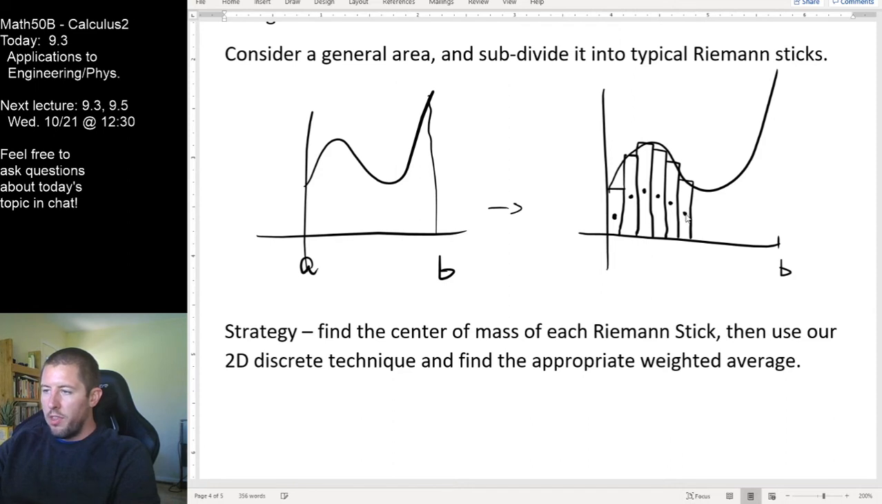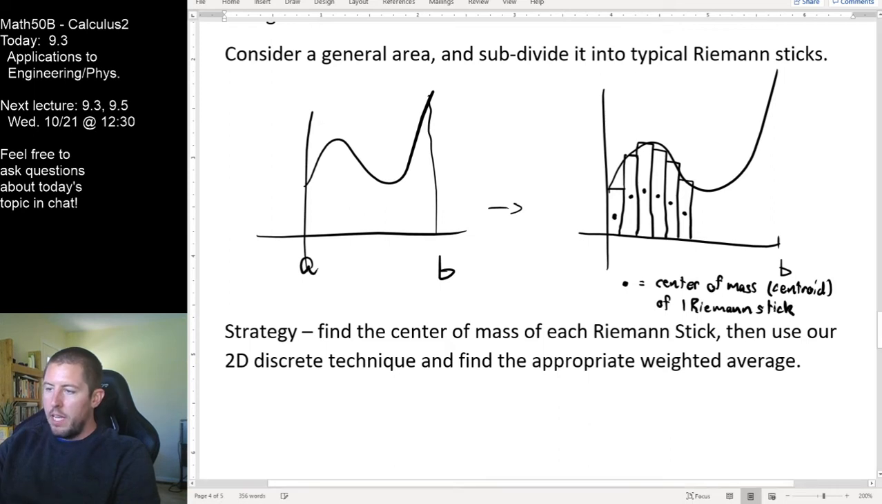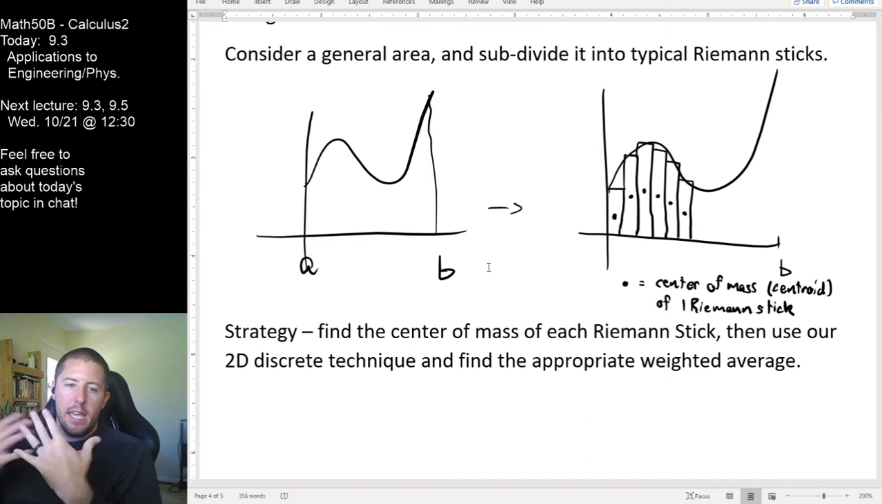Right? Hopefully you guys agree with the center of mass locations. So each of those dots is representing the center of mass of that Riemann stick. My strategy is to say, listen, I know there's an infinite number of points and I can't directly deal with an infinite number of points. But what I can do is lump them all into groups, rectangular shaped groups.